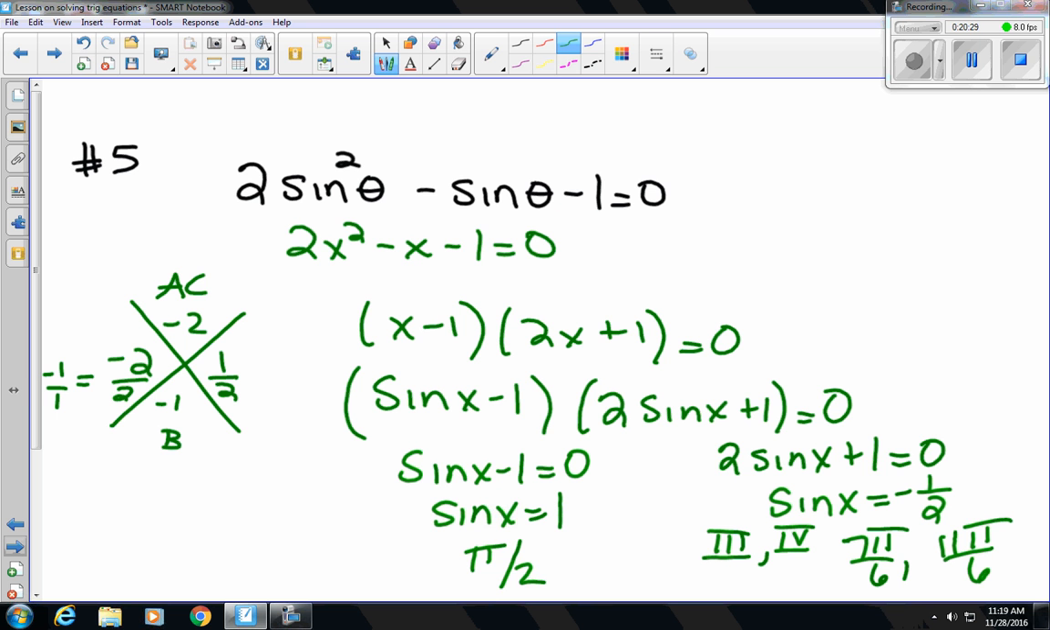Okay. WebAssign may ask you to put these in order from least to greatest. So what comes first? Pi over 2, then 7 pi over 6, then 11 pi over 6, separated by a comma.